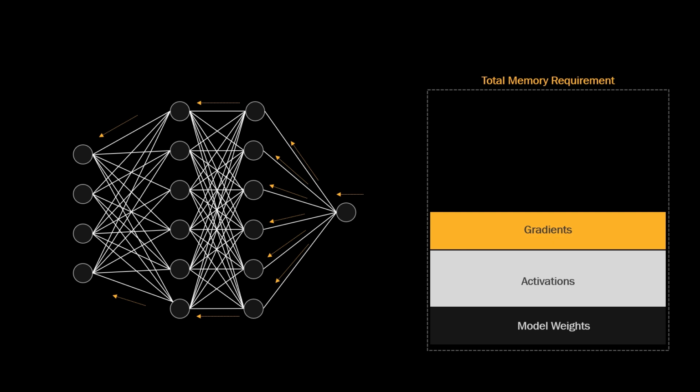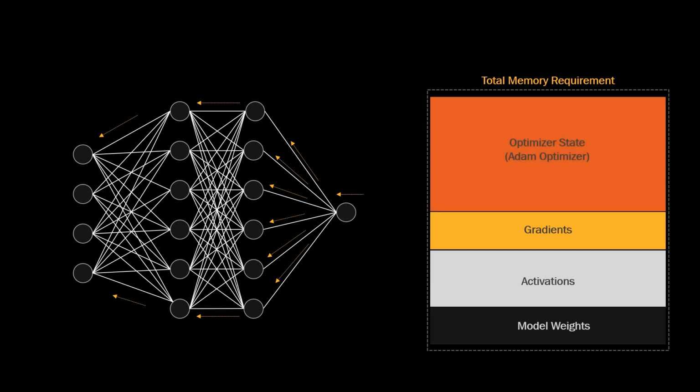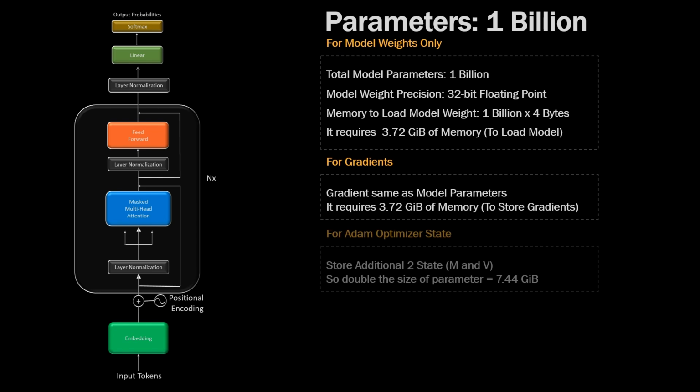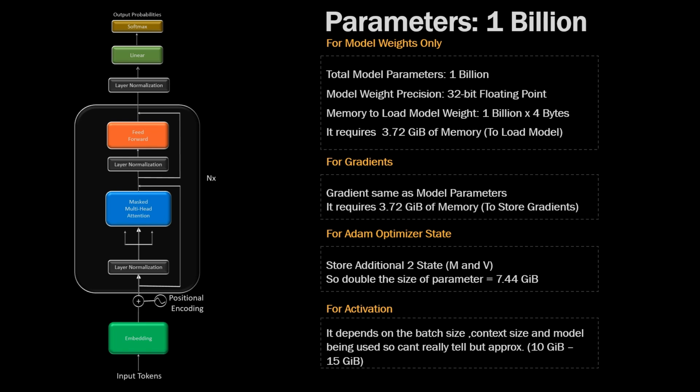If we are using an optimizer like Adam, which is commonly used in large language models, we also need to store the optimizer state in memory. This is crucial for efficient training. The memory requirement for gradients is the same as the model parameters since each parameter has both a weight value and a gradient value. Additionally, Adam requires storing 2 extra values for each parameter, meaning we need double the size of the model weight to store the optimizer state. On top of this, we need to account for activation memory.